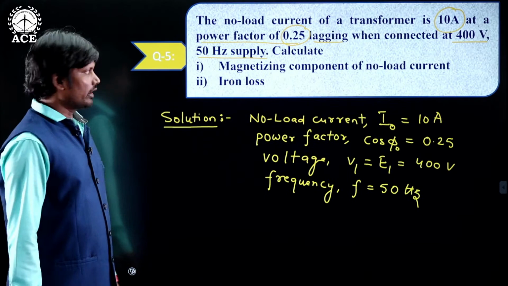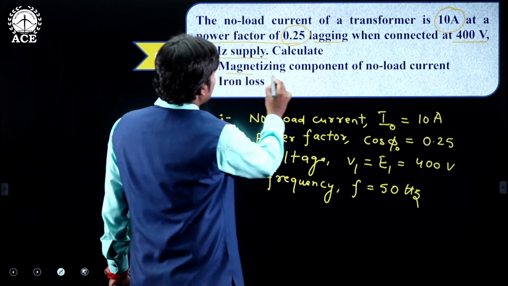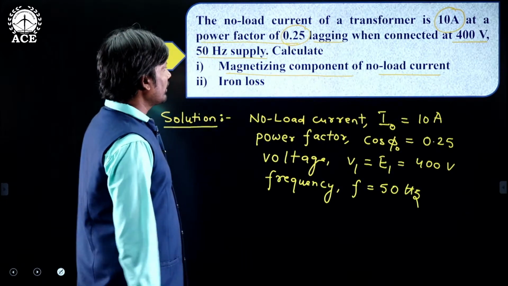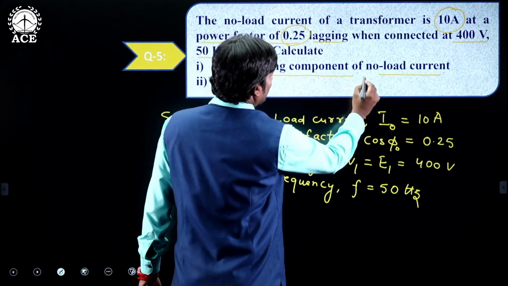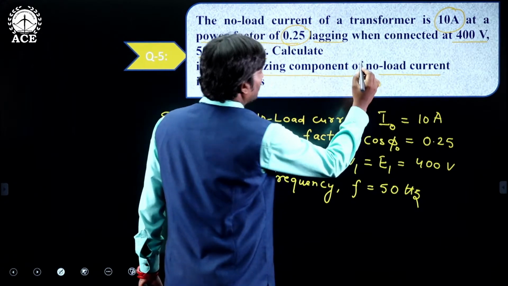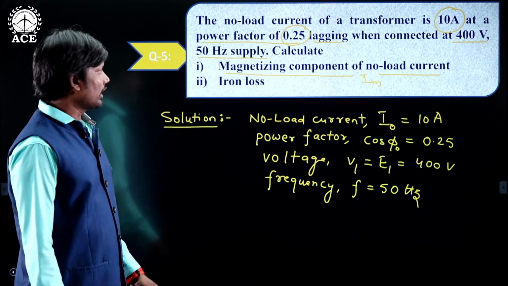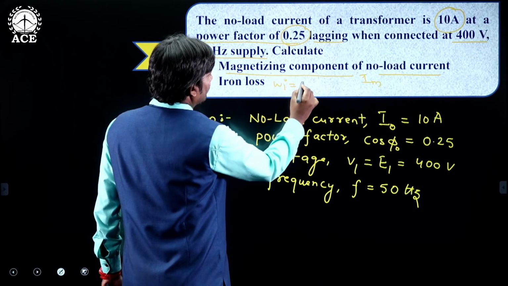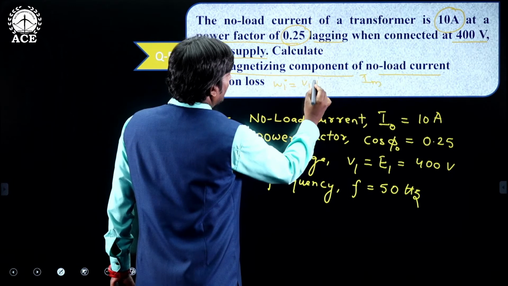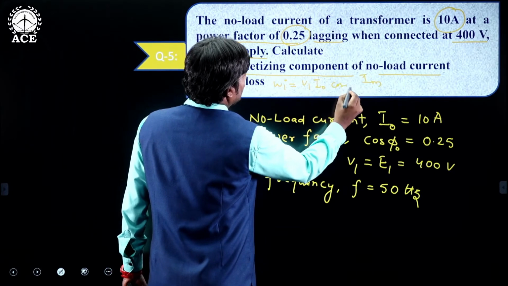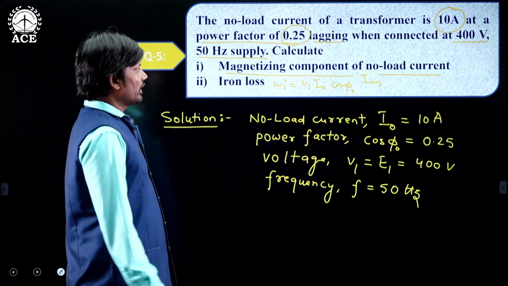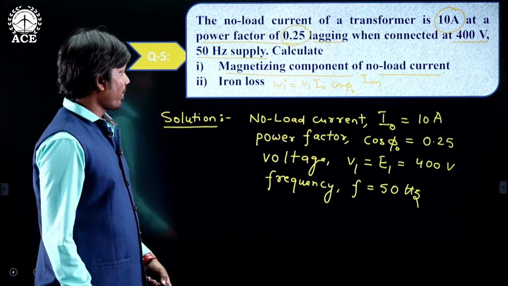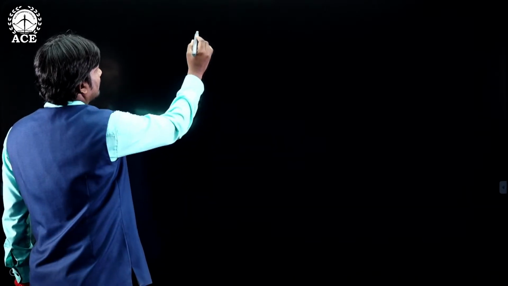Now what is our aim? Our aim is to calculate the magnetizing component of no load current. What is the magnetizing component of no load current? This is nothing but Im. So what are iron losses? Iron losses Wi is equal to V1 I0 cos phi naught. Now we are going to calculate these two for the given data. Okay, remember this data.